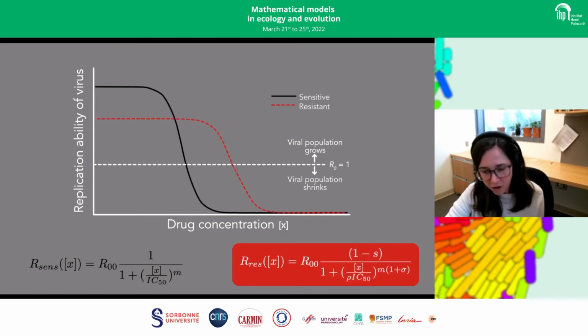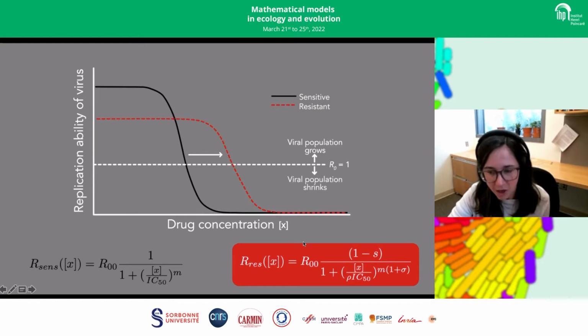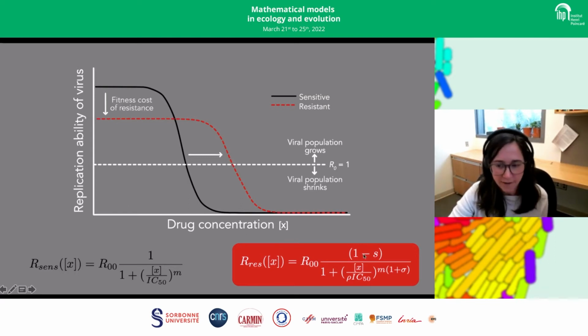Now, when we get a drug resistance mutation, it changes the curve in a couple of ways. The first thing it does is move the dose response curve over to the right. What this means is that there are higher drug concentrations that this virus is now able to replicate in the presence of. We can see that reflected in this rho term here. It can also change the shape of this dose response curve, making it steeper or shallower, which is not something I'm going to talk about very much in the talk today. And the other thing it does is that it can often come with a fitness cost of resistance, which we're seeing reflected in this 1 minus S term.